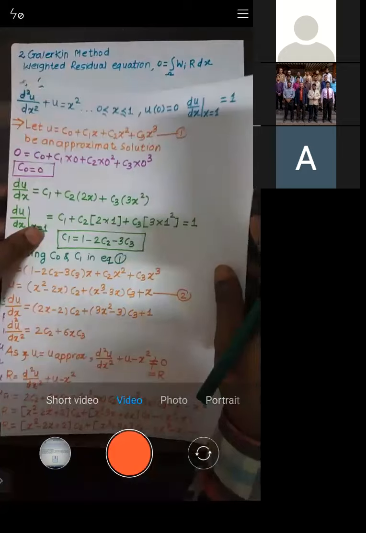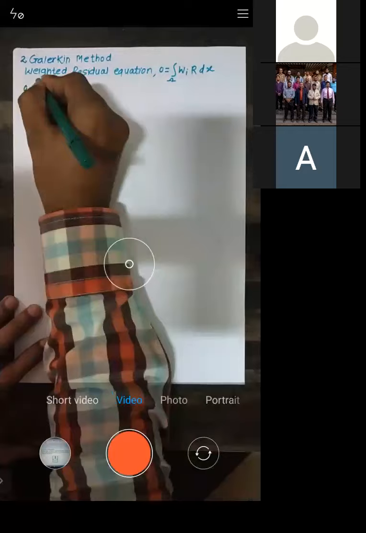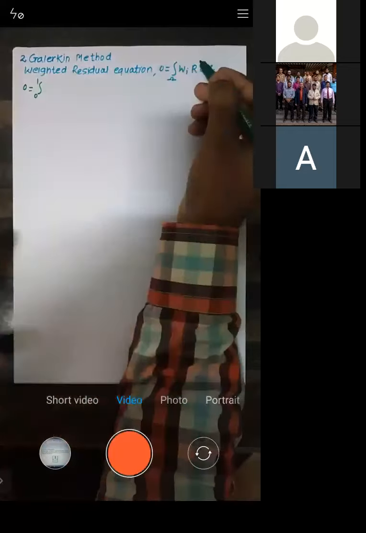Now let us solve this weighted residual equation. You know what Omega is? It's the domain. So I'll rewrite this equation: 0 is equal to integration over the domain. If you look at the problem, what is our domain for x? X ranging between 0 to 1. So I will write 0 to 1, Wi, the weight function, into R.